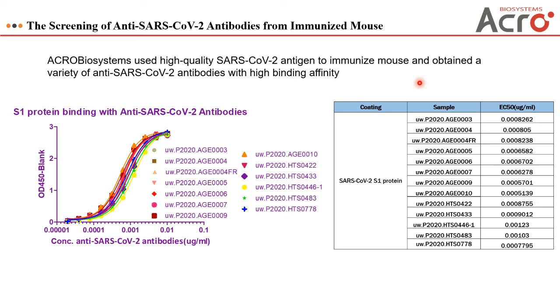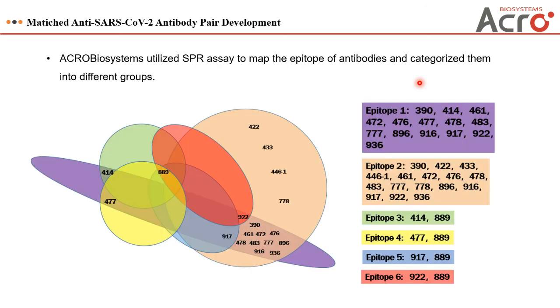Taking advantage of the ELISA assay, we conducted rapid screening of antibodies and selected the candidates that have high binding affinity towards SARS-CoV-2 antigens. Next, we utilized SPR assay to measure the KD value for each antibody and map the epitope of these antibodies. As you can see here, we have categorized the antibody candidates into 6 groups, and in each group, the antibody will compete with the others in antigen binding.